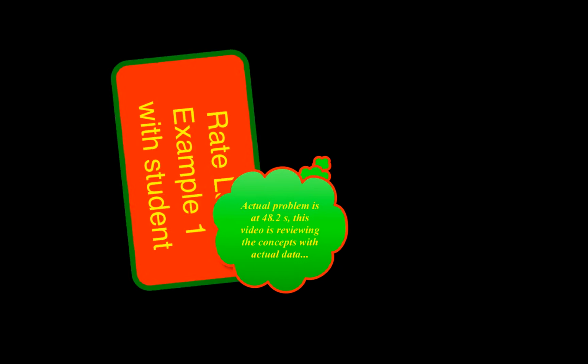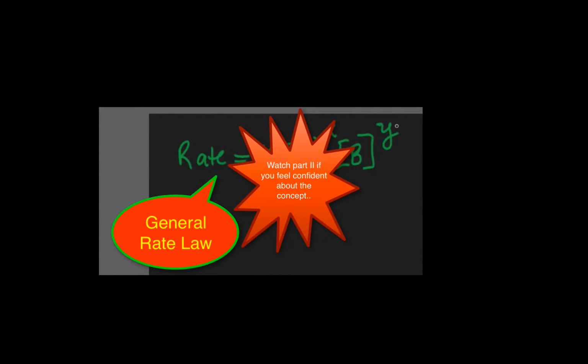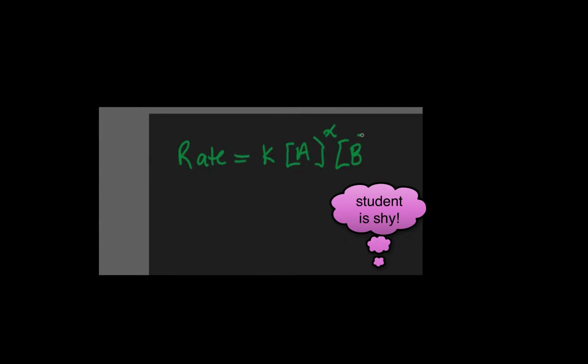Today we're going to look at an example of calculating the rate law from experimental data. The student's audio has been turned off because she is shy. Please attempt this problem on your own if you can. Pause it and then look at the solution. Good luck.